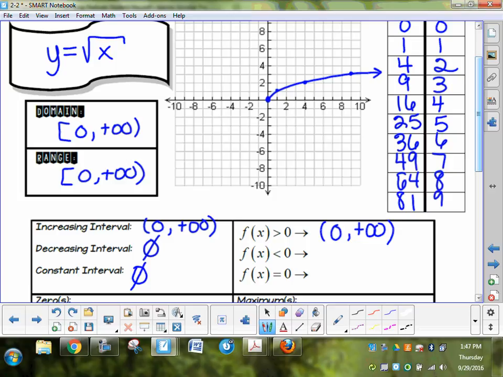When is the function less than 0? Or when are the y values less than 0? Hands up, please. You can tell me that. Never. So we can give that out as the empty set. You could write DNE for does not exist. Who can tell me when the function equals 0? 0. So we can give that out as a very limited interval from 0 to itself, or you could go through and give it out in set builder notation.